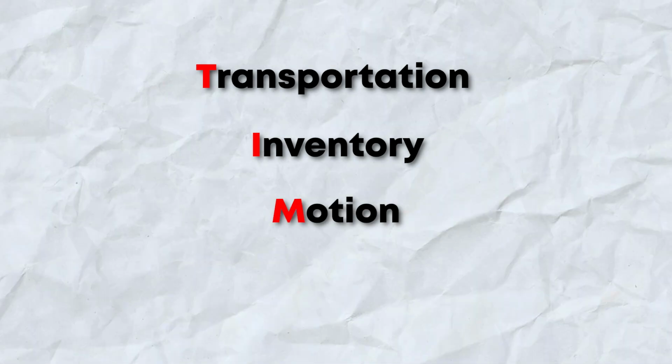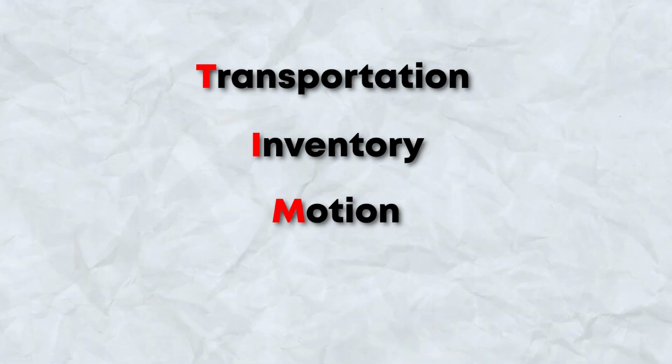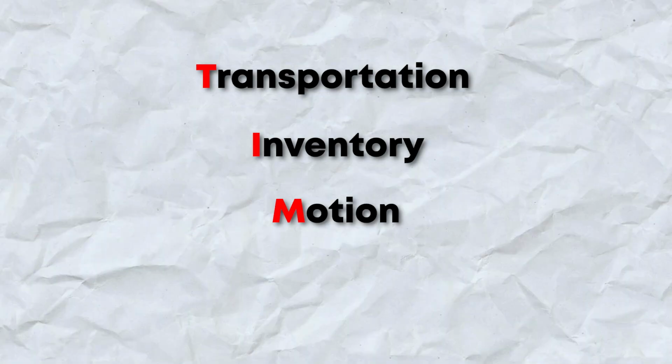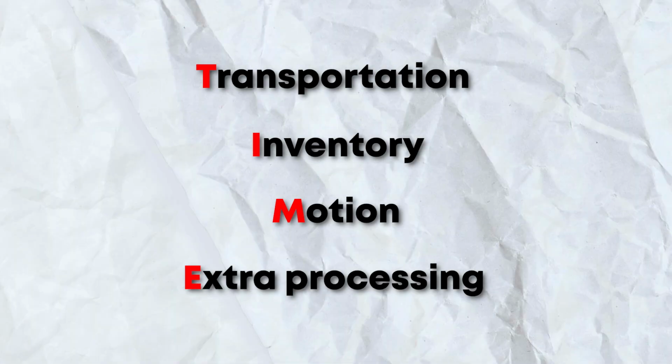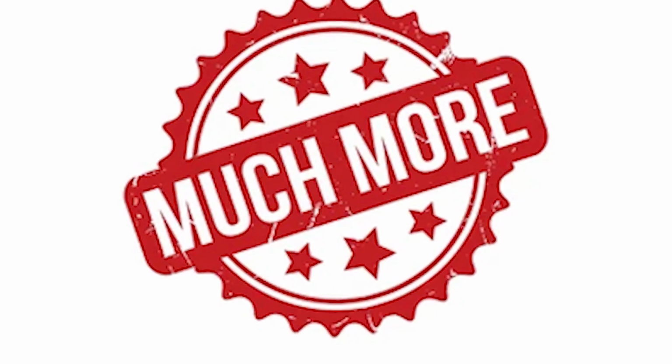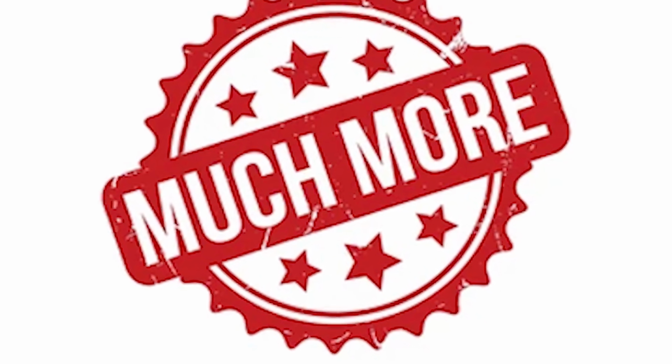M stands for motion. Now, the physical movement of workers which is unnecessary. And the last is E, which is extra processing. Now we are doing something much more which actually is not required.